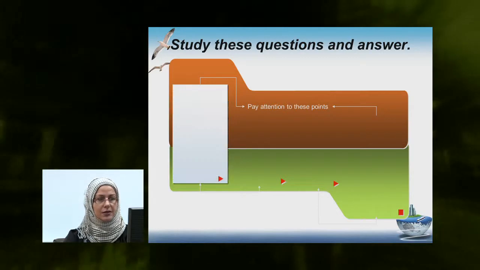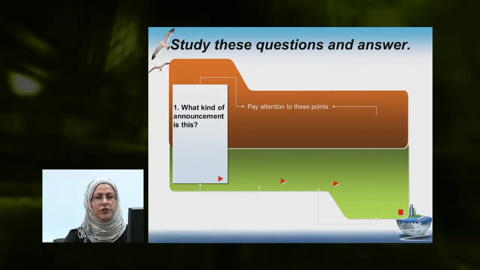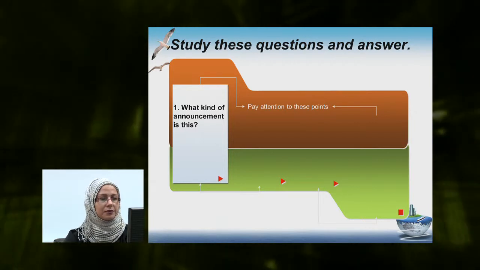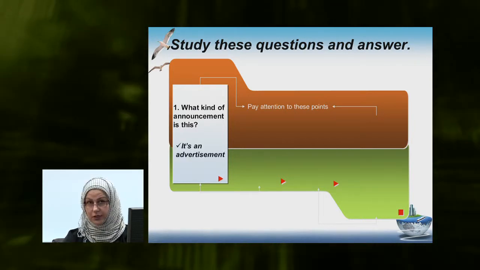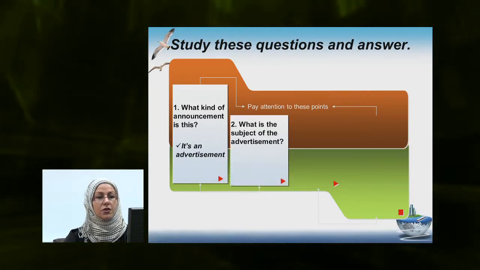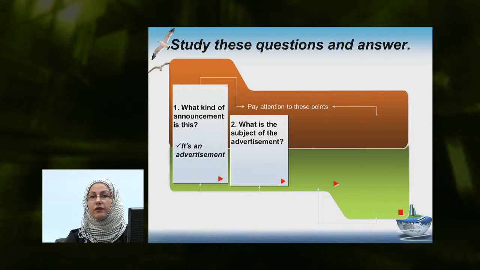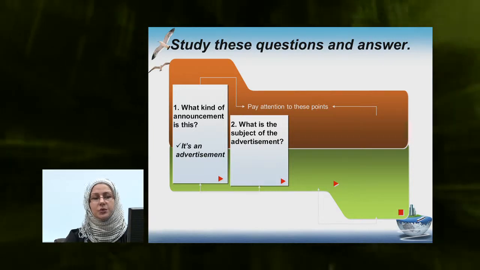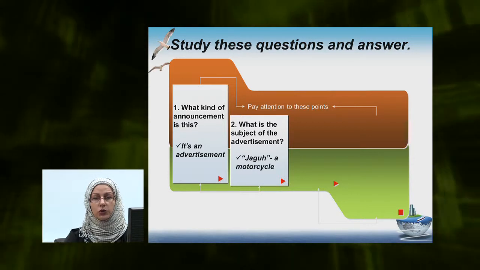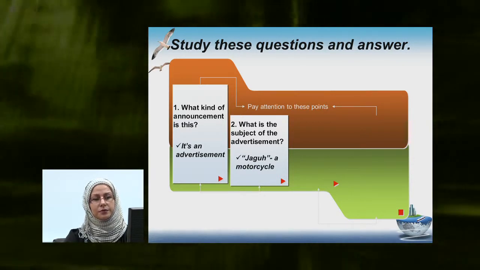In order to find the main idea, we need to study these questions and answer them, paying attention to some points. First of all, you need to think, what kind of announcement is this? It actually seems to be an advertisement. Then, ask yourself, what's the subject of this advertisement? Jago is a motorcycle.